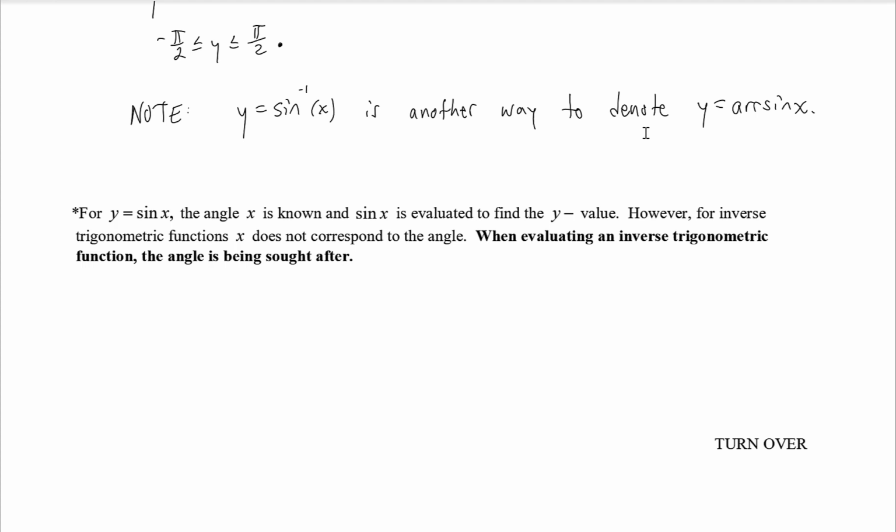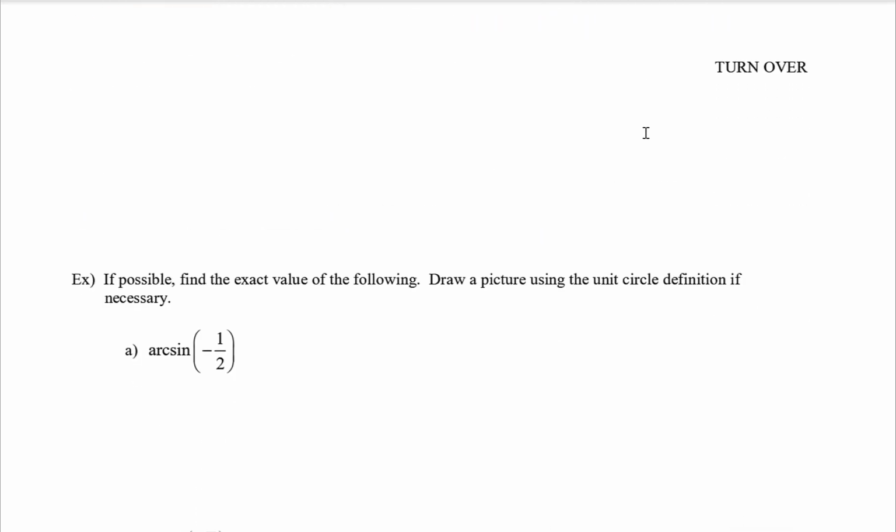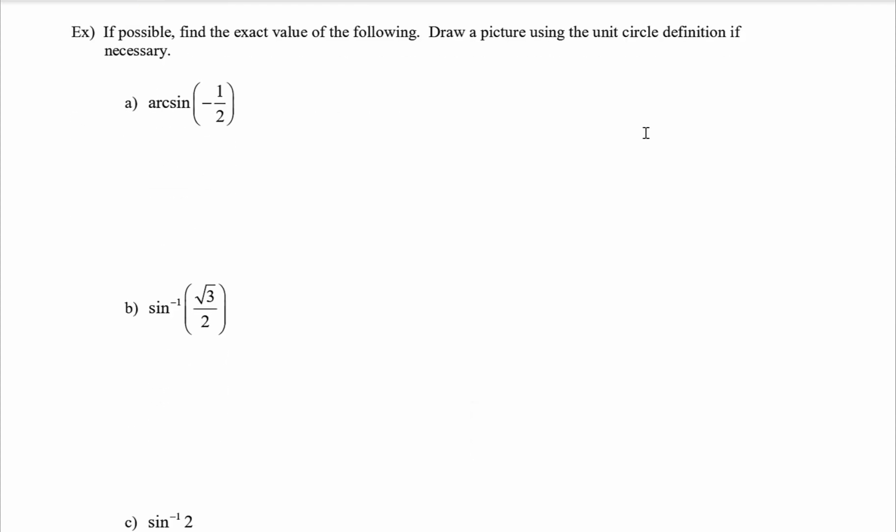I said this earlier, but I've got it in here again because it's so important. When evaluating an inverse trigonometric function, the angle is being sought after. So you're plugging in a ratio and you're getting back an angle. That's important. It's backwards, hence inverse, than traditional trig functions. So let's give this a try.